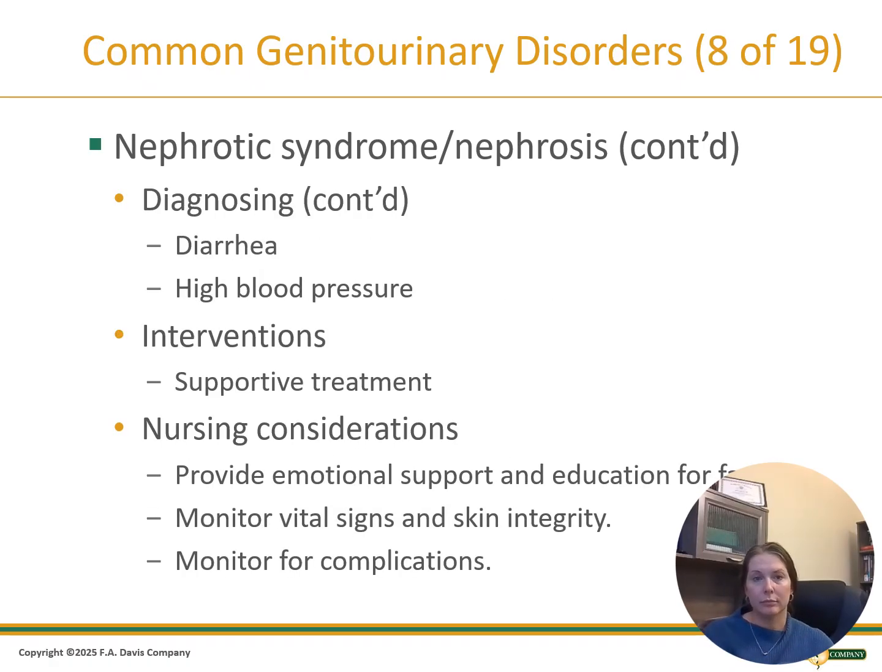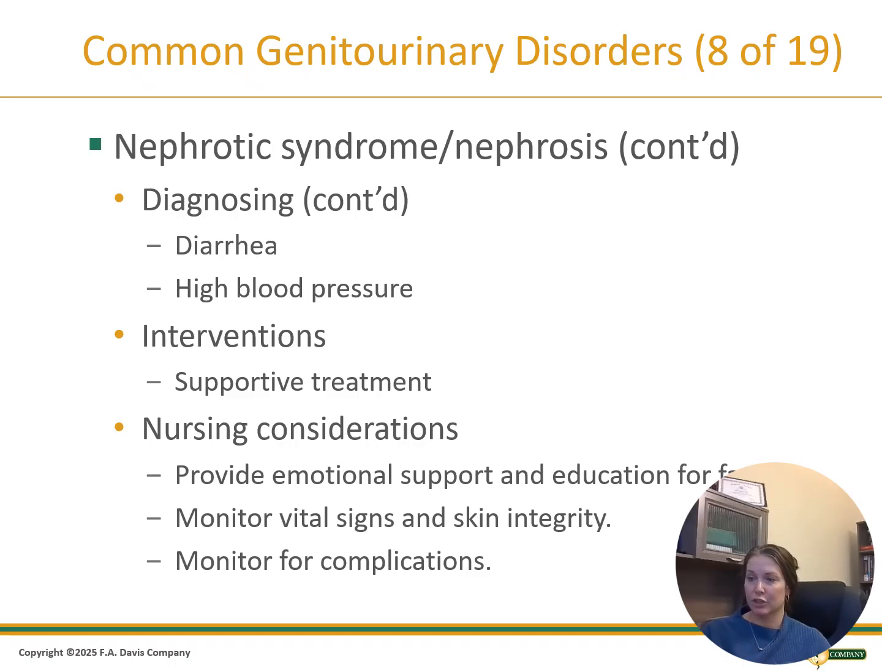Okay, and next is diagnosing this. So when we have a lot of edema with our GI tract, we could have diarrhea. So if they report diarrhea, high blood pressure, that's going to be related to the fluid retention. Our interventions are going to be supportive. So the corticosteroids are often the first line. Diuretics can be used for the edema, albumin infusions, diet modifications. So that's going to look like low sodium, adequate protein intake.